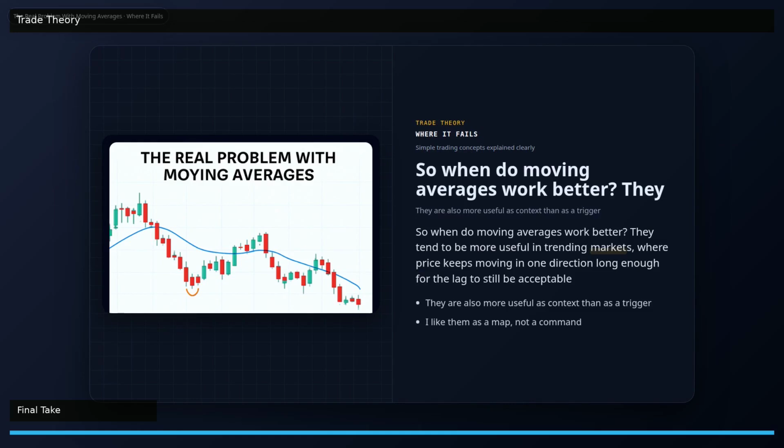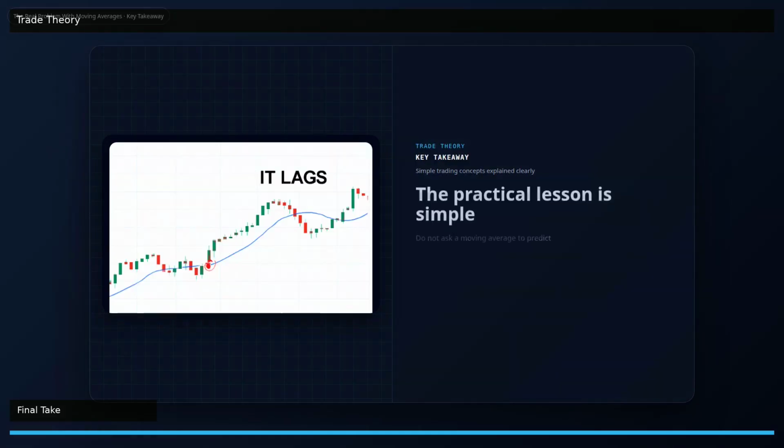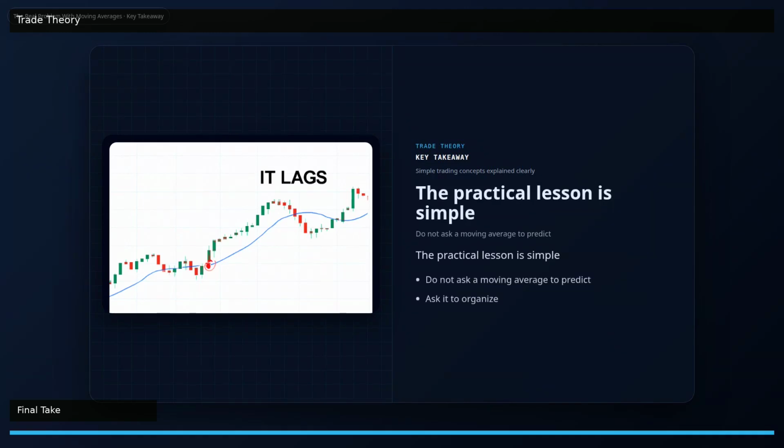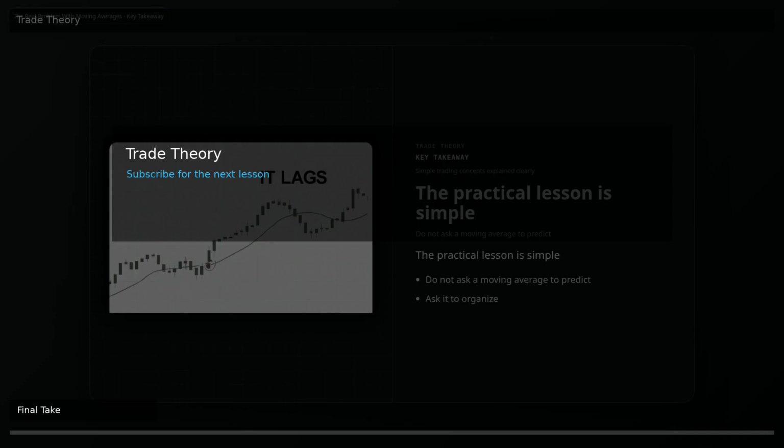The practical lesson is simple. Do not ask a moving average to predict. Ask it to organize. Use it to define trend, compare momentum, or keep your chart readable. But if you want an entry, you still need price action, structure, or a separate reason to act. That is the part people skip. The moving average is not broken. The mistake is expecting a lagging tool to behave like a leading one.